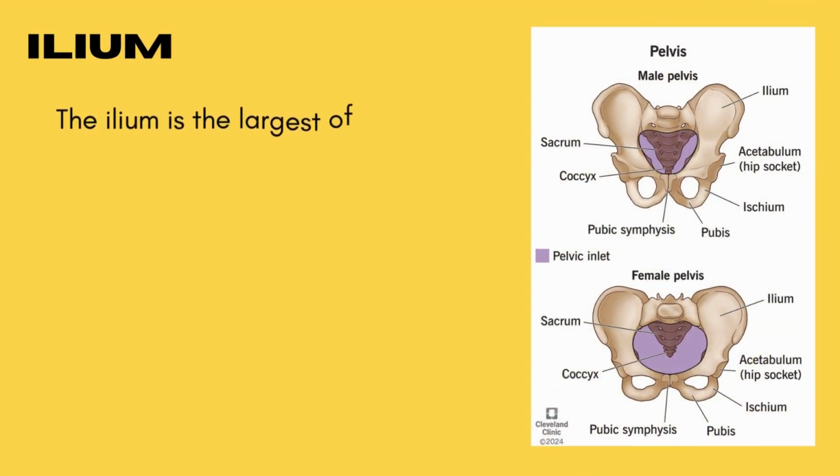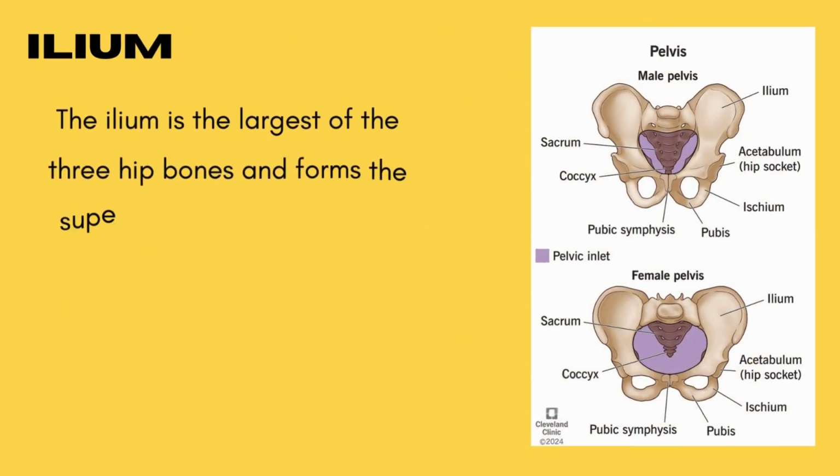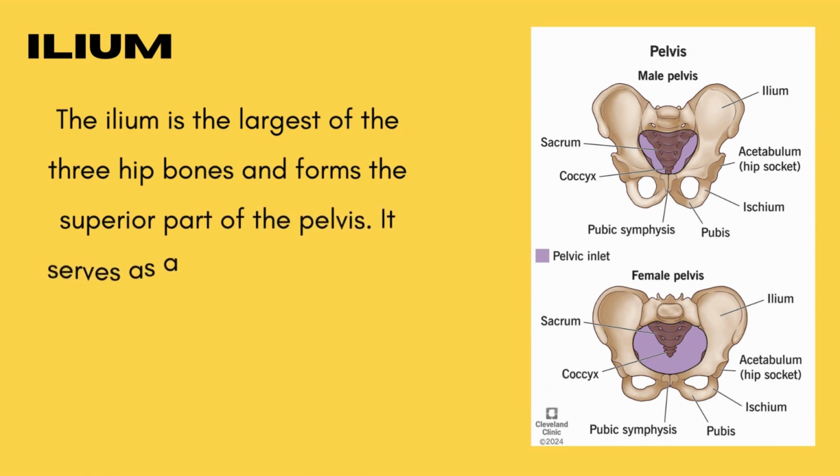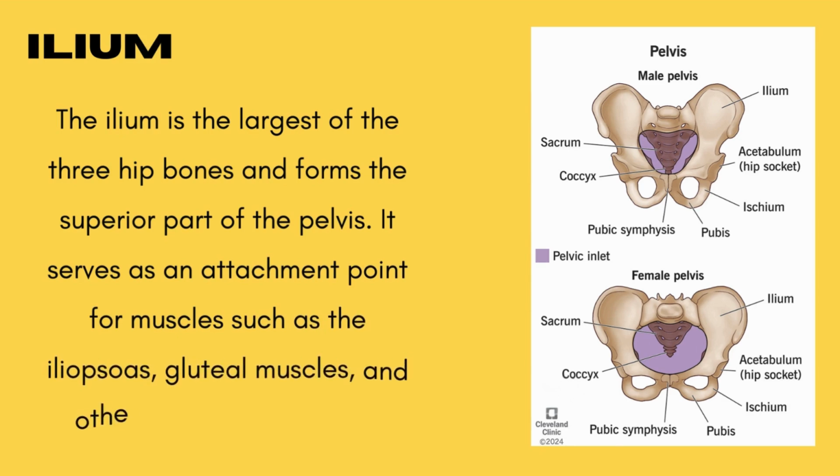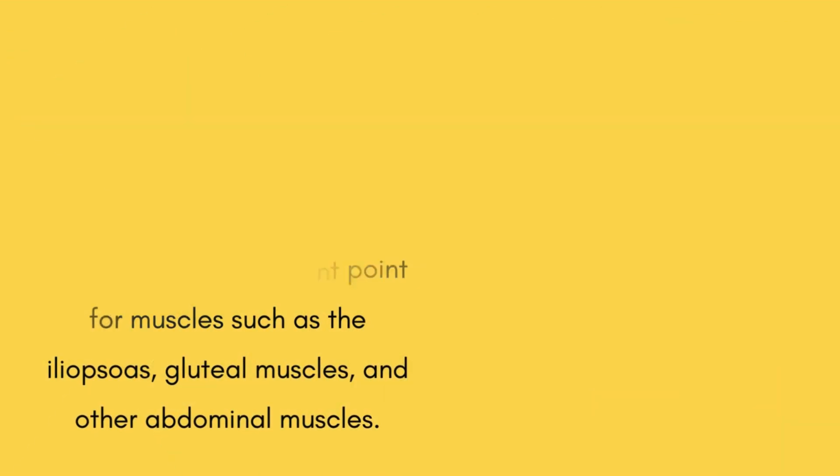Ilium. The ilium is the largest of the three hip bones and forms the superior part of the pelvis. It serves as an attachment point for muscles such as the iliopsoas, gluteal muscles, and other abdominal muscles.